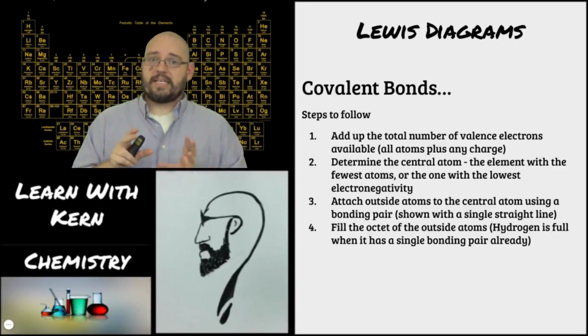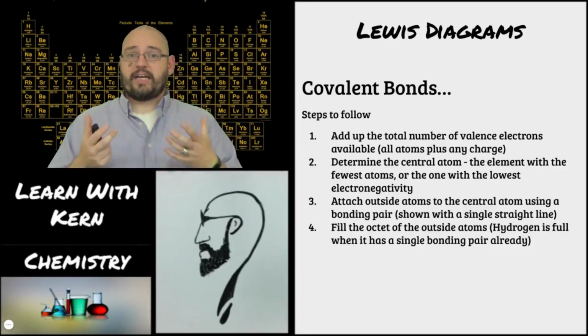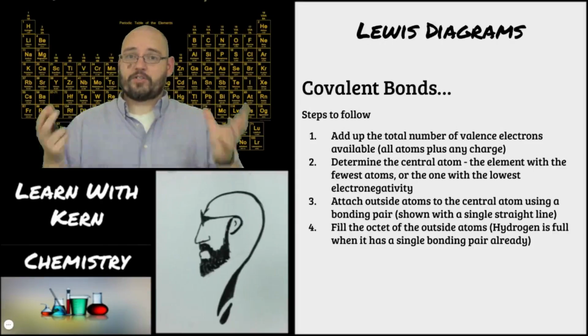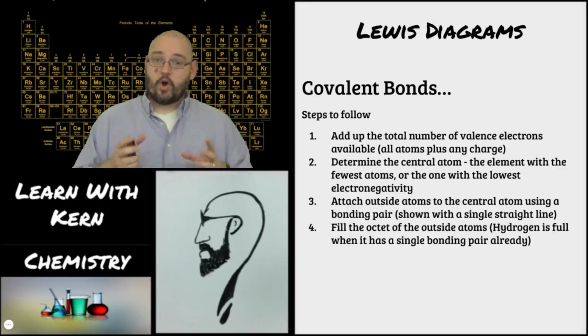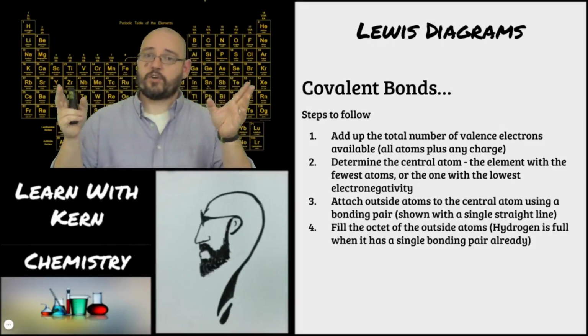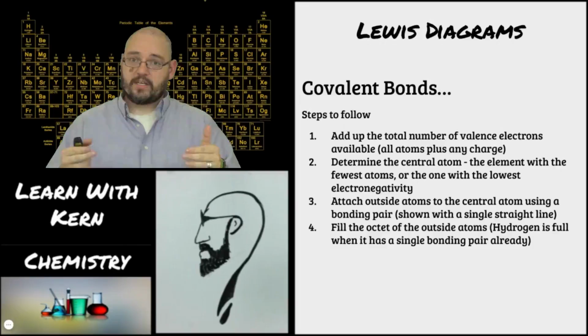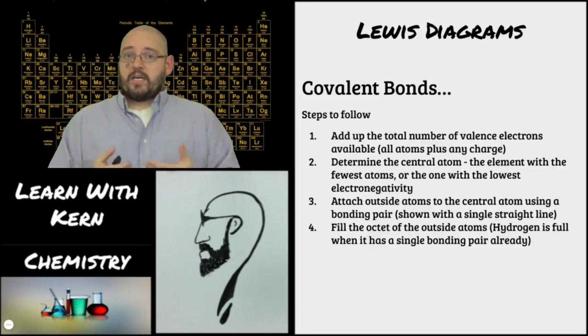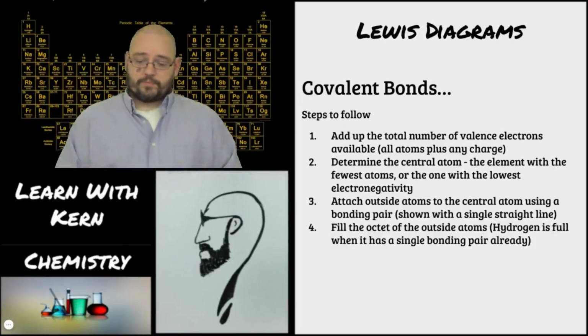For all other atoms in a covalent compound, you're going to have to give 8 valence electrons to the outside atoms. Now, all of these electrons that you're using are coming from that total number of valence electrons that you started with in step 1. So you're subtracting. When you run out of electrons, you can't fill any more. Okay?